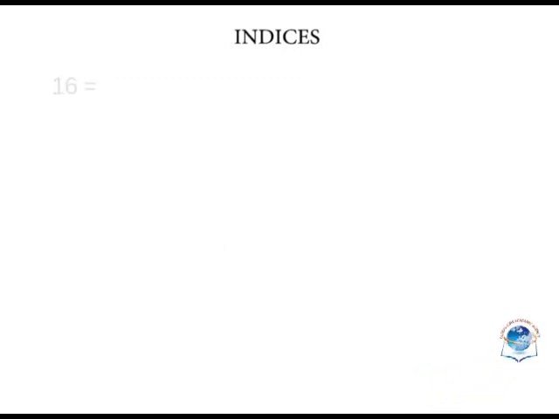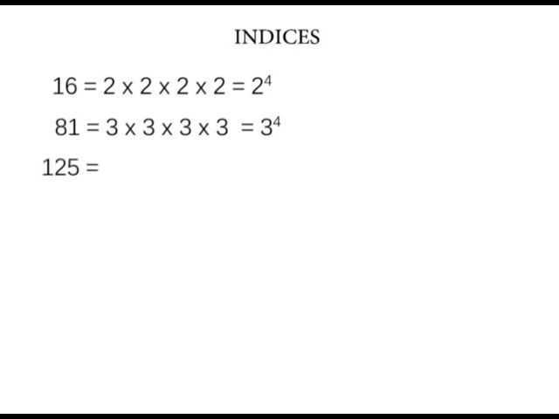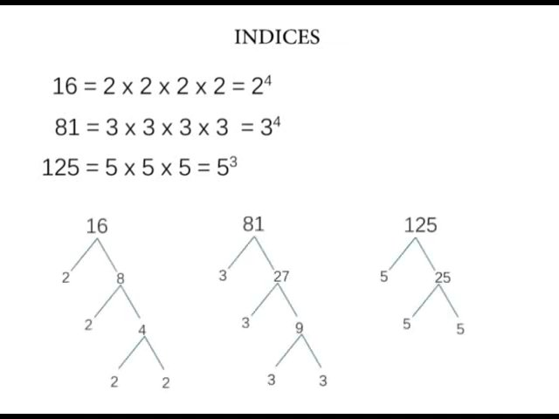For example, 16 is equal to 2 times 2 times 2 times 2, which is equal to 2 raised to power 4. 81 is equal to 3 times 3 times 3 times 3, which is equal to 3 raised to power 4. 125 is equal to 5 times 5 times 5, which is equal to 5 raised to power 3. And we can represent this information in the form of a tree diagram as shown on your screen.